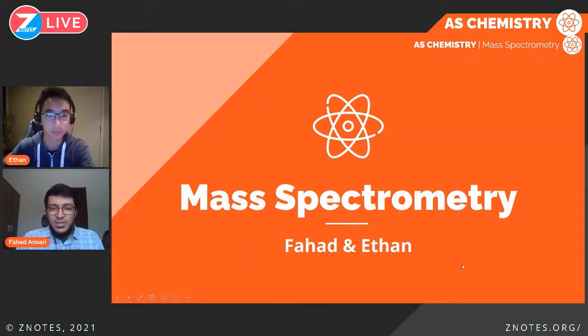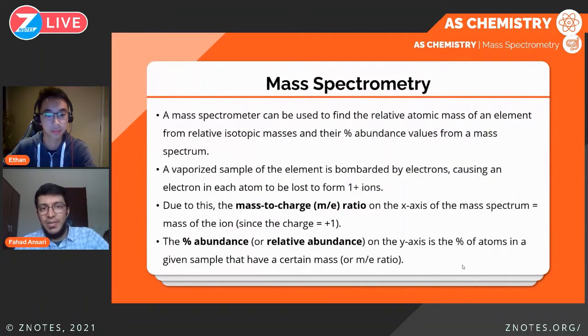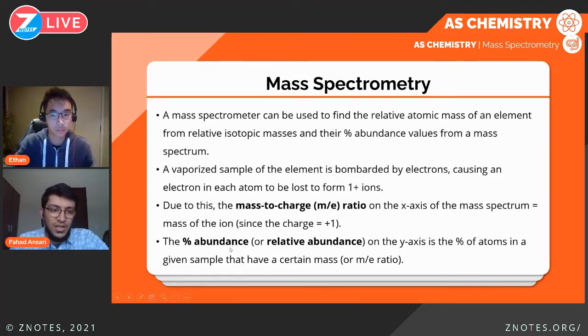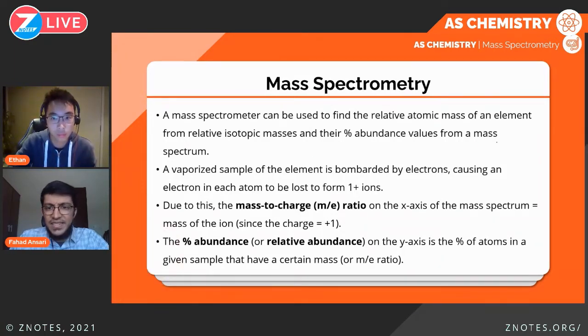All right. So let's get started on mass spectrometry. And of course, we will begin with a deep dive into the concepts before we do some past paper practice, and then we will wrap up the show. All right, so mass spectrometry basically is an analytical technique. One of the major uses of this technique is to find the relative atomic mass of an element, using relative isotopic masses and their percent abundance values. And the graph that we use for this is called a mass spectrum.